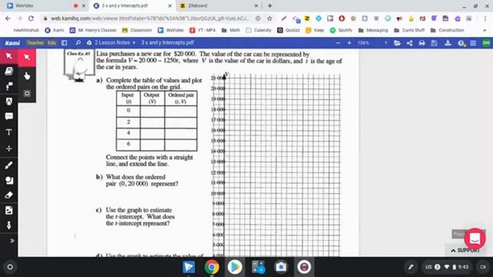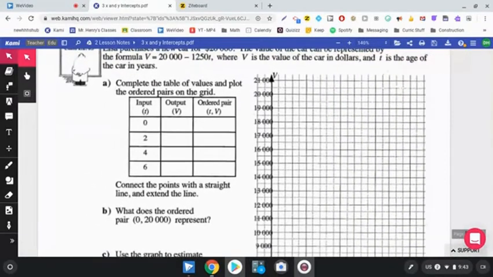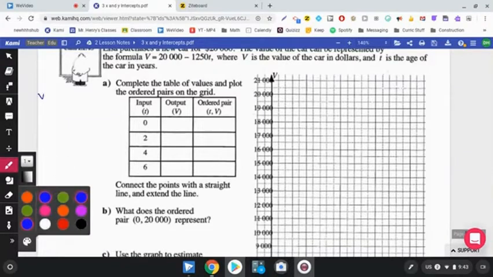Okay. It tells me a couple inputs. So I'll just go to the side to do this. V equals, T value of 0, so 20,000 minus 1,250 times 0. Well, that would be 20,000 minus 0, which is 20,000. Okay, got to write really small. So that's my first ordered pair. 0, 20,000, and I can put that right on my grid.